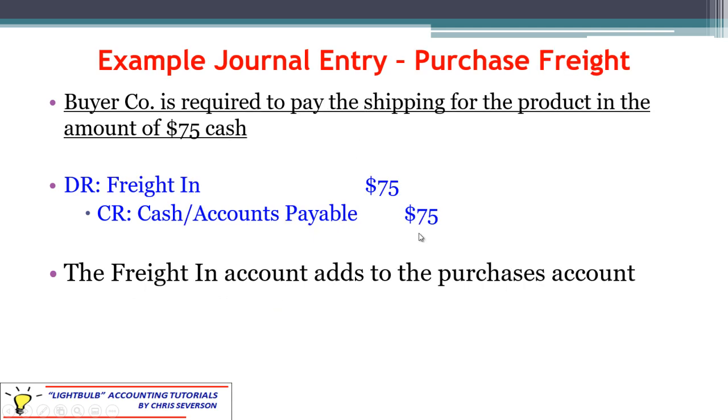Now let's say we were required to pay shipping. So for this, we would debit an account known as freight in or transportation in for $75. And we would credit, in this case, cash, because we said we were paying cash. This ultimately will add into the purchases account, as we'll see in just a bit.